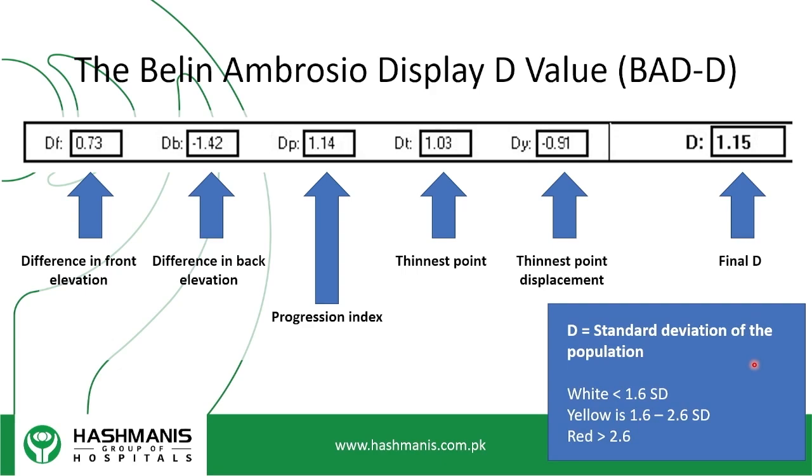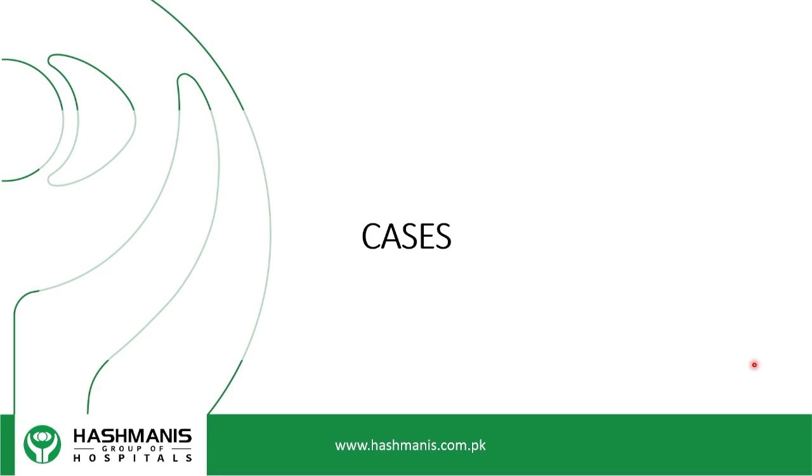And if that final D is less than 1.6, we consider it normal. If it's yellow, it's 1.6 to 2.6, and then above 2.6 is red. Usually, if it's a red, it's an abnormal cornea, not necessarily keratoconus. It could be imaging problems. It could be other cases, but it's usually an abnormal cornea or an imaging problem. Yellow is something you have to image more, unless you're absolutely sure it's keratoconus or something that you've seen. So just briefly, we'll go through some of the cases, and then we'll wrap the presentation up.